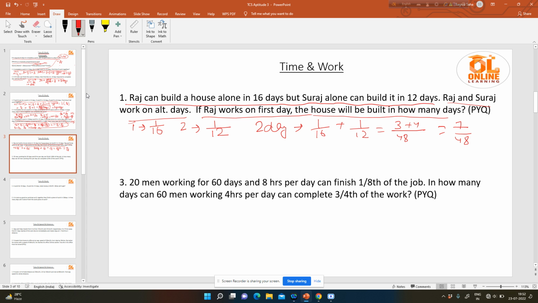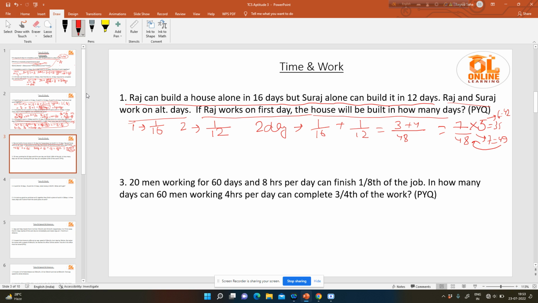So you can see, if we multiply 7 into 5, it will be 35. If we multiply 7 into 6, it would be 42. If we multiply 7 into 7, it would be 49, and that would be greater than 48. Work cannot be greater than the total work. So if we multiply by 6, we will have 42 by 48.